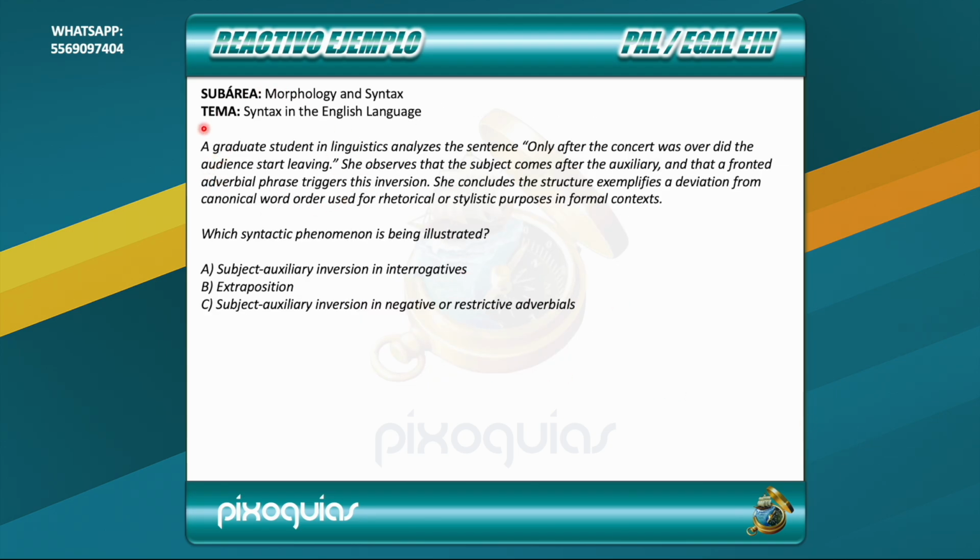We can see now an exercise from the sub-area Morphology and Syntax with the topic Syntax in the English language. A graduate student in linguistics analyzes the sentence. Only after a concert was over did the audience start leaving. She observes that the subject comes after the auxiliary and that a fronted adverbial phrase triggers the inversion.